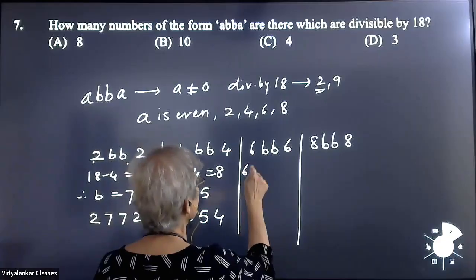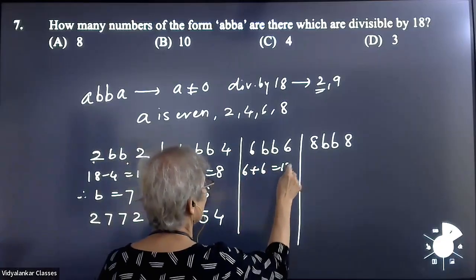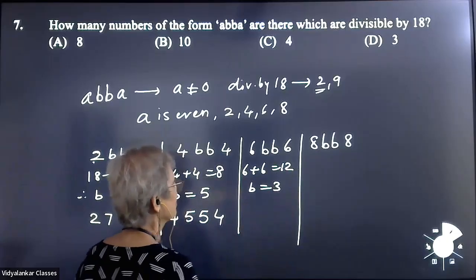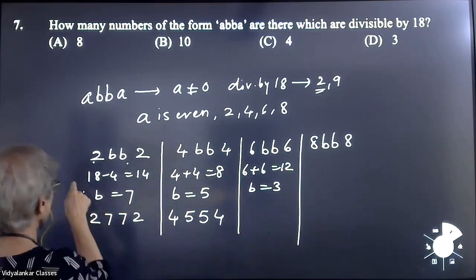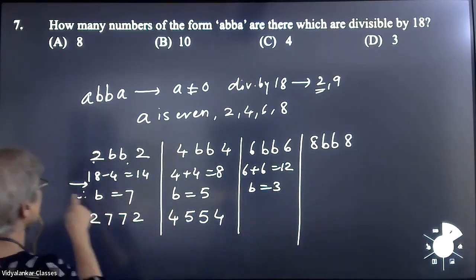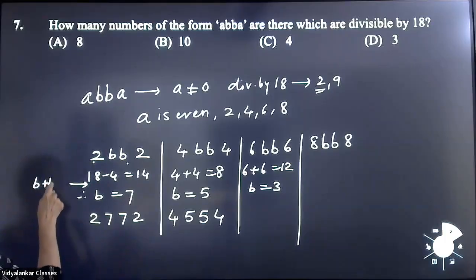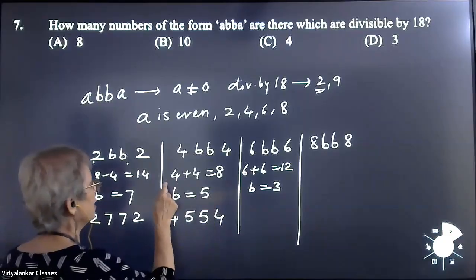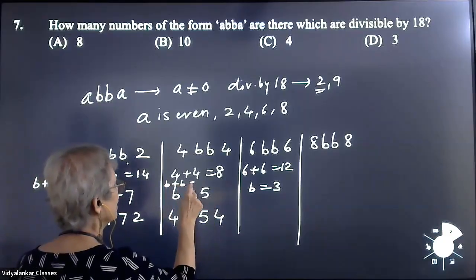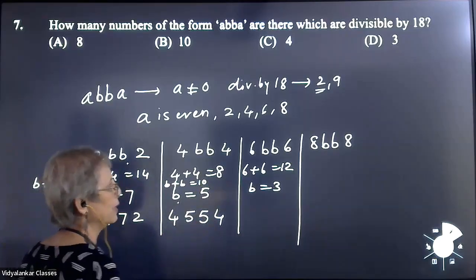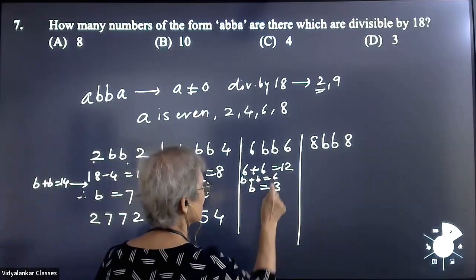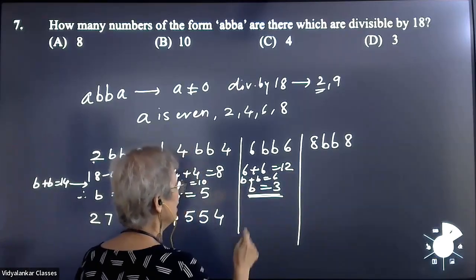Now here it is 6 plus 6, 12. 18 minus 12 is 6. So B is equal to 3. I can add over here if you are confused. This is 16, therefore B plus B is equal to 14, and therefore B is 7. Similarly here I will write B plus B is equal to 10, so B is equal to 5. Now here it is B plus B is equal to 6, and therefore B is equal to 3, and the number is 6336.